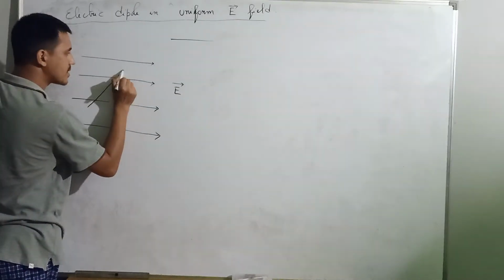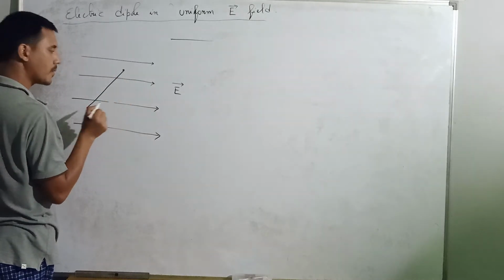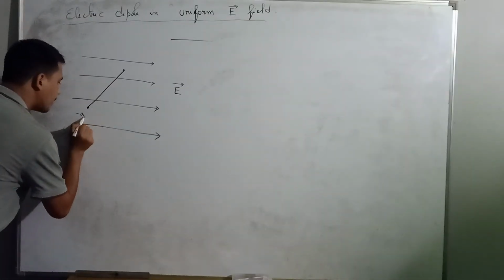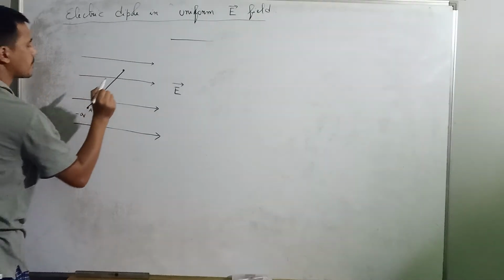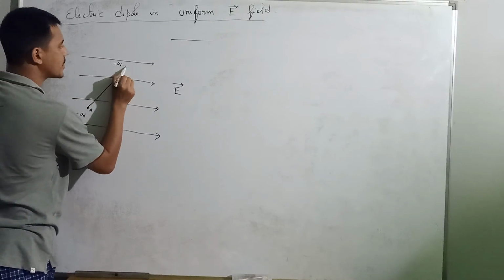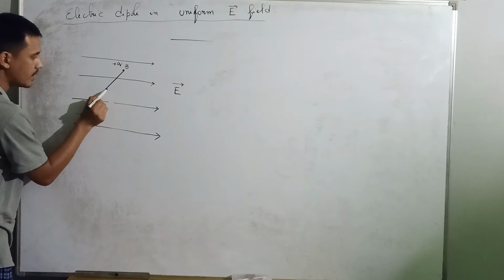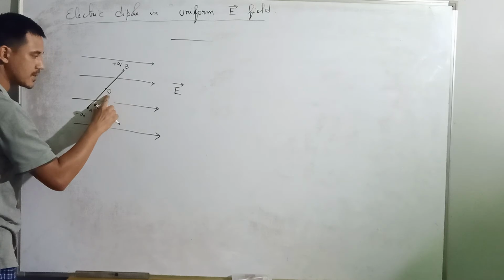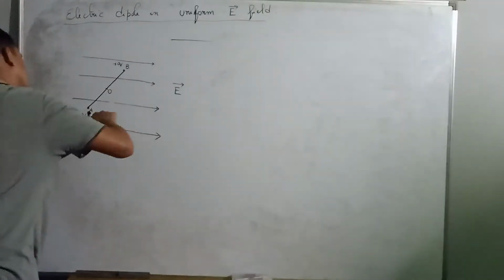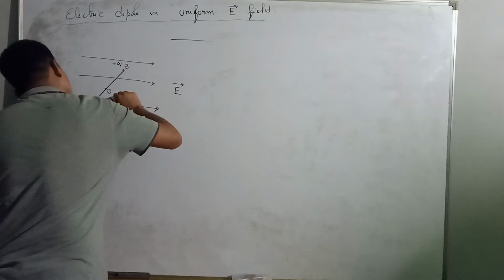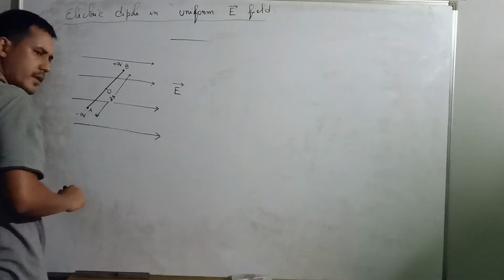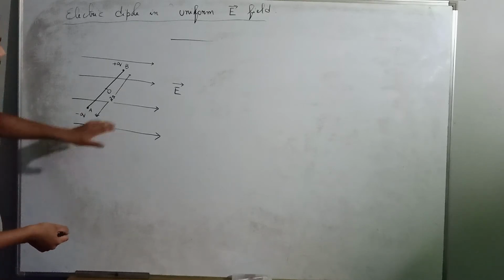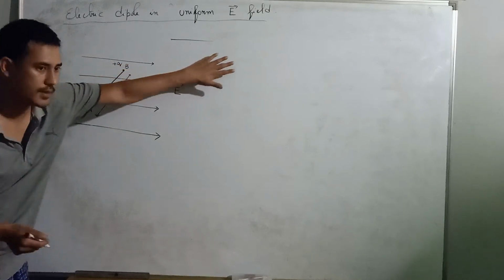So electric dipole means a system of two equal and opposite charges separated by a certain distance, say 2a. Suppose I have placed minus q at this point A and plus q at this point B. Let O be the center of the dipole. This distance will be small a, so the total distance will be 2a. Now, very important. This is your uniform electric field. It is going in this direction.